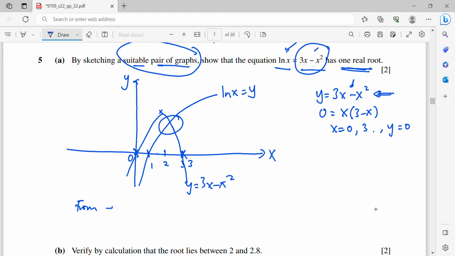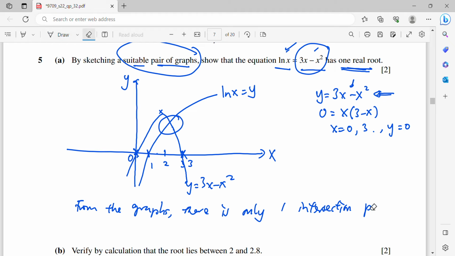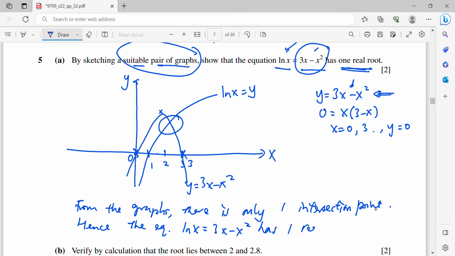So from the graph, there is only one intersection point. Hence, the equation ln x equals 3x minus x squared has only one real root.